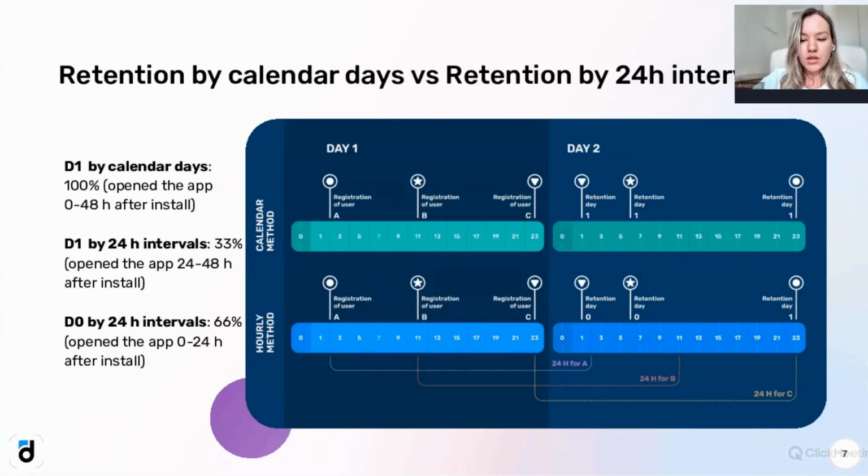Even a user who installed the app at 11 p.m. on day 1 and reopened the app 2 hours later at 1 a.m. on day 2. In other words, in calendar day 1 retention, users who open the app within 48 hours from install can be included. And if we calculate retention in 24 hour intervals, then only user A will be included in the day 1 retention metrics because he opened the app within the 24 to 48 hour interval.